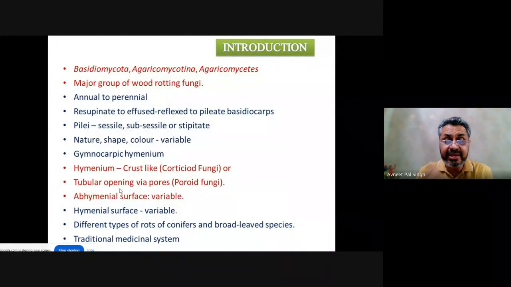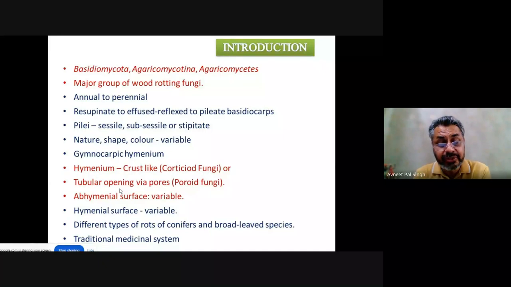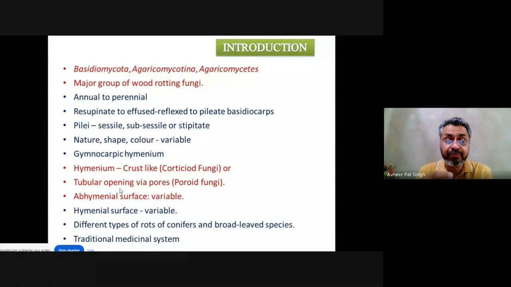It is the interior of the tube that has got that fertile layer, and this tube will open in the form of specialized openings that we call pores. On the basis of pores, this group is called poroid fungi or the polypores. So this is the basic difference that we can make out between a corticoid fungus and a poroid fungus.